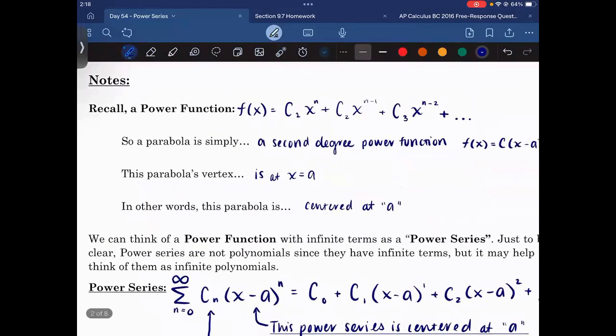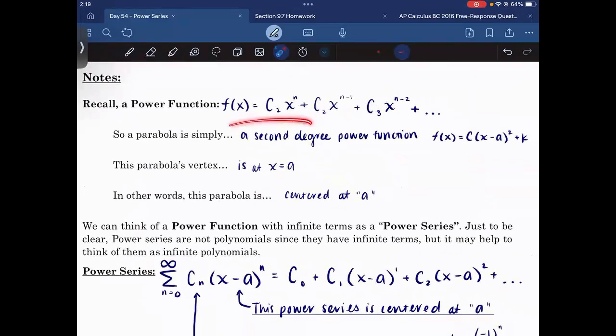Okay, so our notes today, there's a lot of writing today, but power function, we've seen these before in geometry, maybe, and then algebra 2 definitely, and maybe in some other classes you might have seen them. Like a parabola is a second degree power function, right? We might not call it like that, but that is what it is. So like y equals x squared. And then the parabola's vertex is at A. So we should definitely know that from algebra 2. And we are going to use this word centered at A a lot.